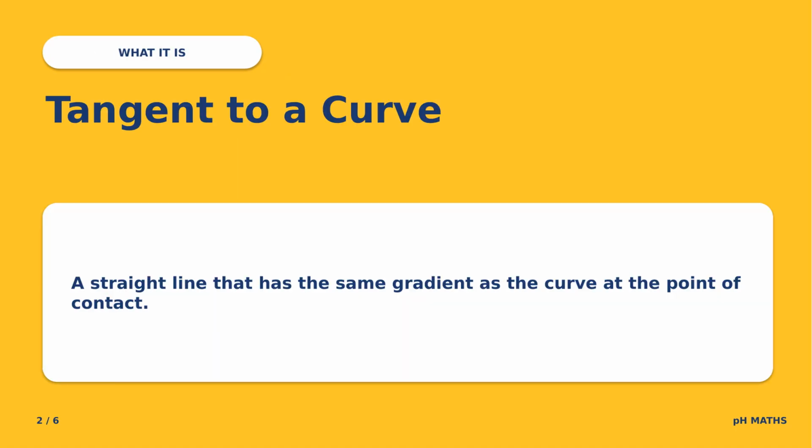Definition: a tangent is a straight line that touches a curve at exactly one point without crossing it. At the point of contact, the gradient of the tangent equals the gradient of the curve. For a circle specifically, the tangent at any point is perpendicular to the radius drawn to that point.